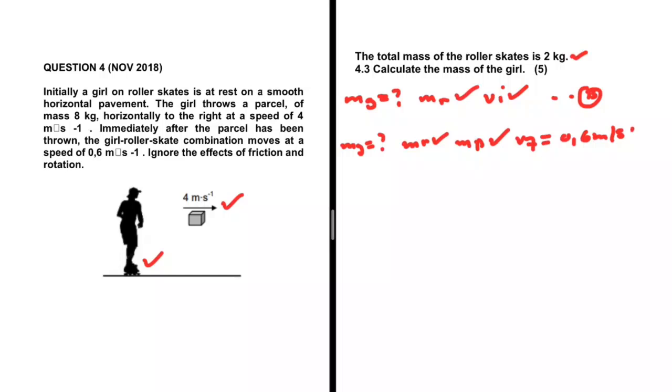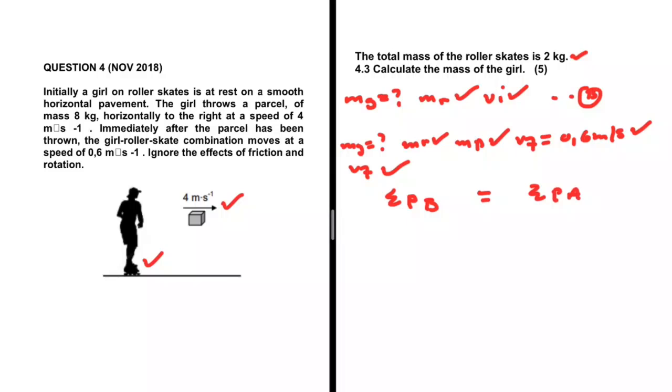And we also have a final velocity for the parcel. We know that it moves with a velocity of 4 meters per second after being thrown. So with these variables, you can see which equation, which law we're supposed to use, right? We're supposed to use the conservation of linear momentum. So we can say that the sum of the momentum before the girl throws the parcel should be equal to the sum of the momentum after the girl throws the parcel, right?